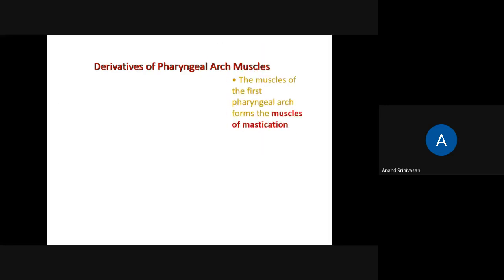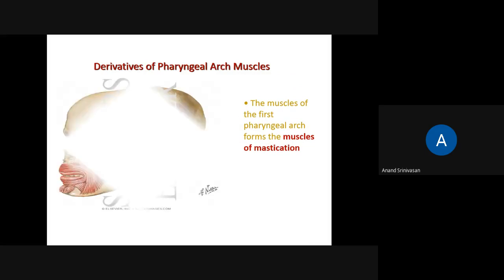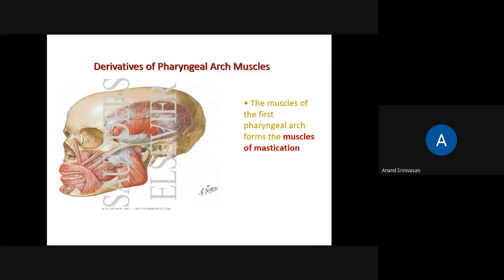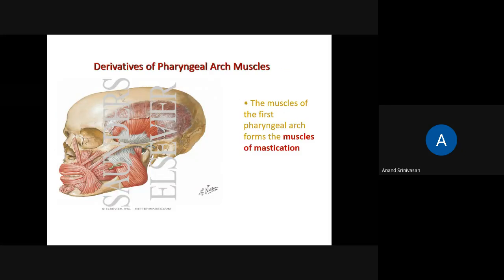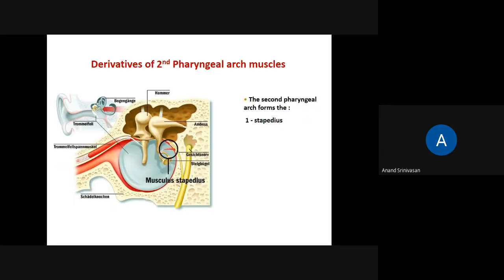Now let's see about the muscles. These are about the muscles. The muscles of mastication arise from the first pharyngeal arch. From the second pharyngeal arch, there is the stapedius, a muscle which is present in the ear.